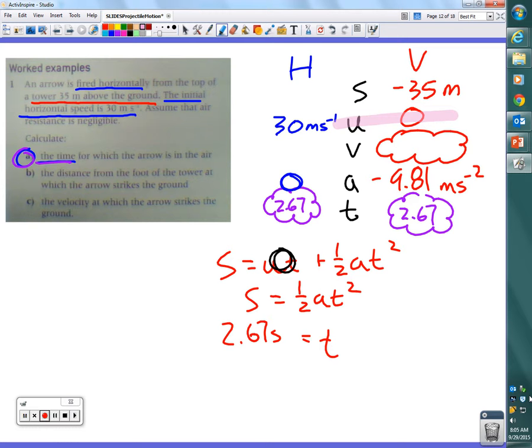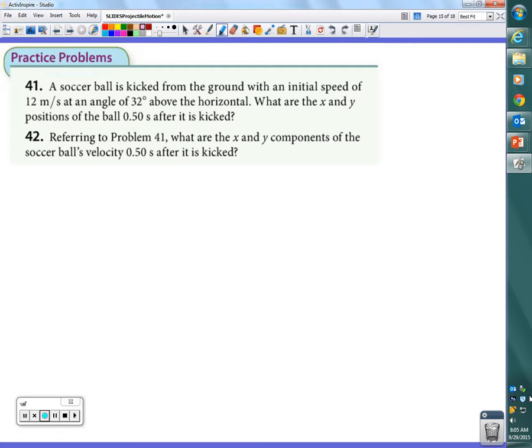Good there? All right. Today, we're going to do a different type of problem that we refer to as not horizontal launch, angle launch, and it begins with this problem right here. This is the first problem on the sheet that I gave you today. It says, a soccer ball is kicked from the ground with an initial speed of 12 meters per second at an angle of 32 degrees above the horizontal. What are the x and y positions of the ball 0.5 seconds after it is kicked? Okay? Good there?